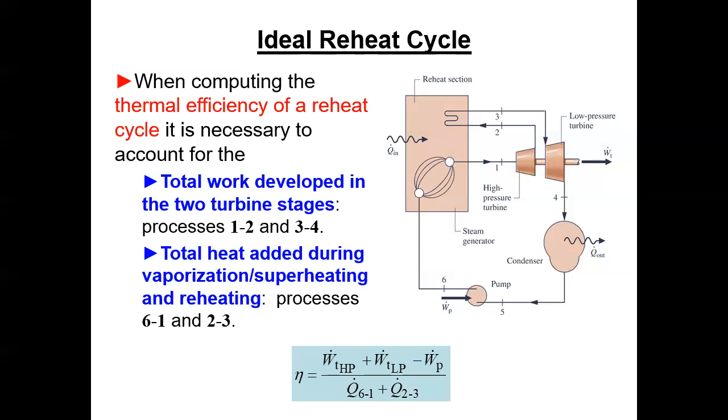So for the reheat cycle, this is our efficiency calculation. We got 2 turbines and we got 2 heat inputs, two different sections of the boiler where we're putting heat into the working fluid.